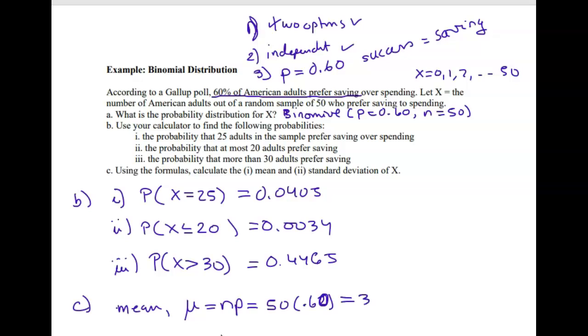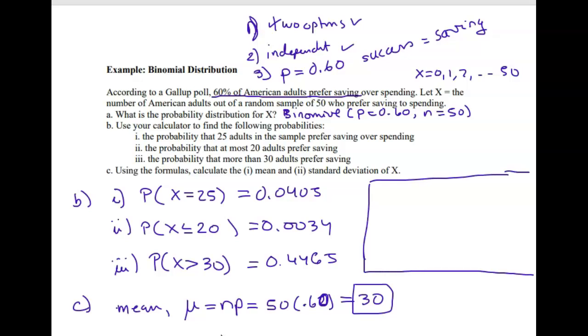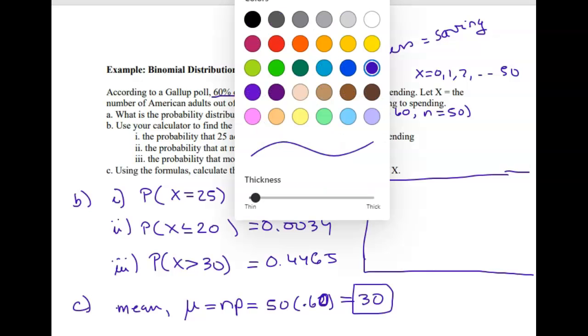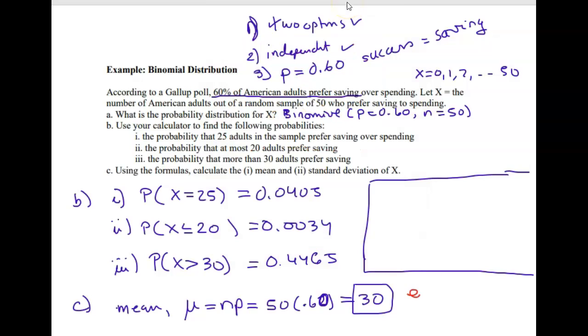So on average, if you take different random samples, out of a group of 50, 30 of them will prefer savings over spending. This is also called the expected value, so the mean and the expected value mean the same thing.